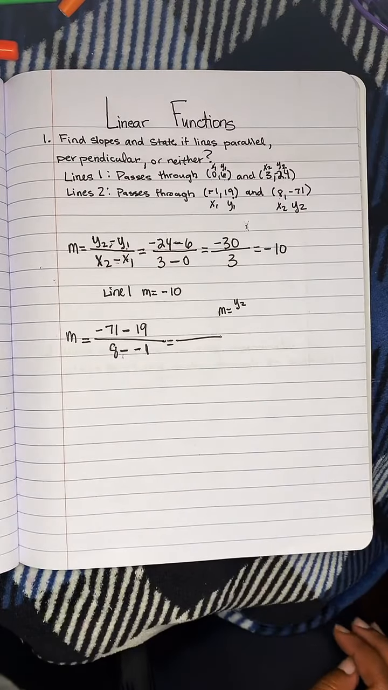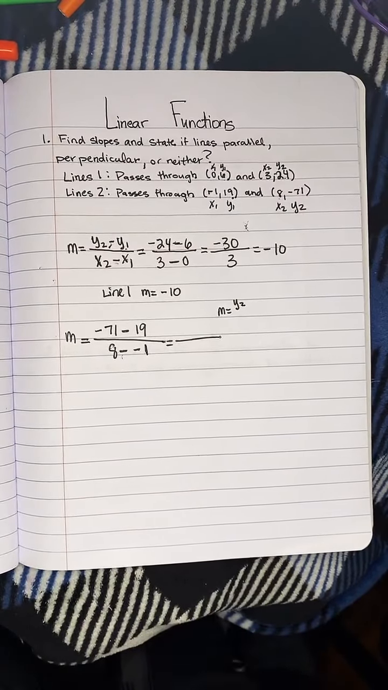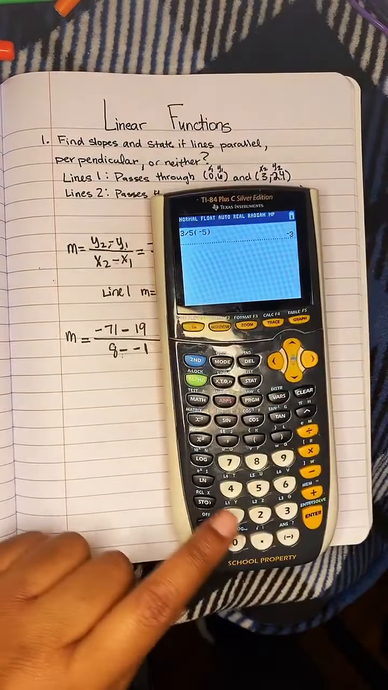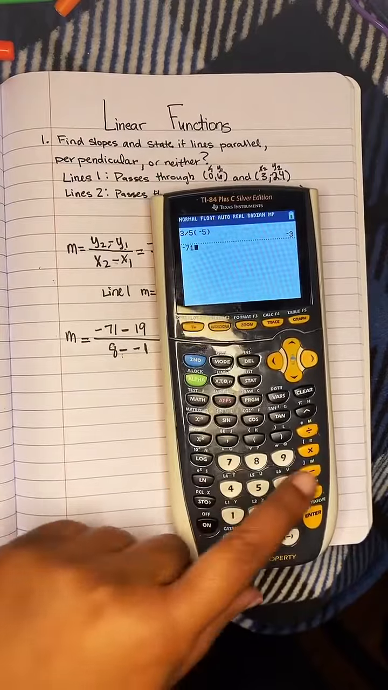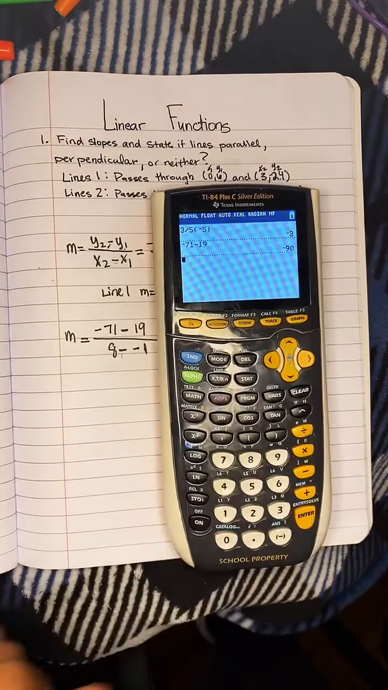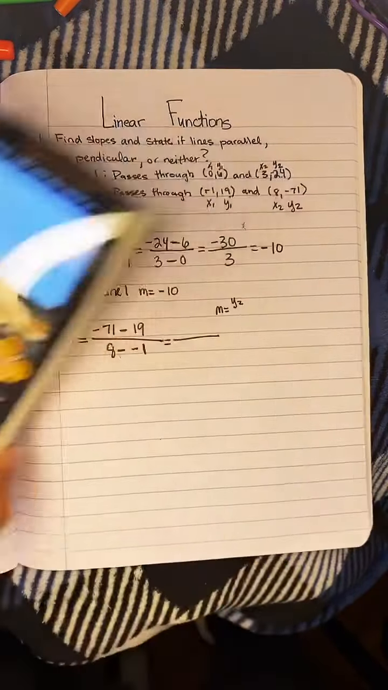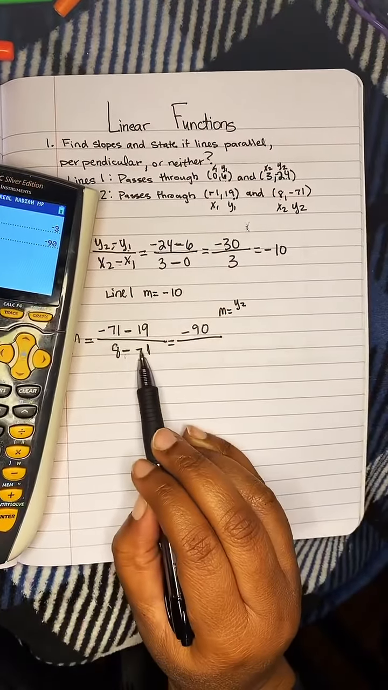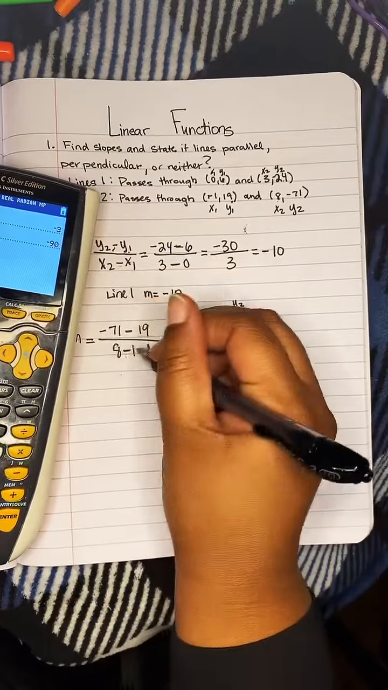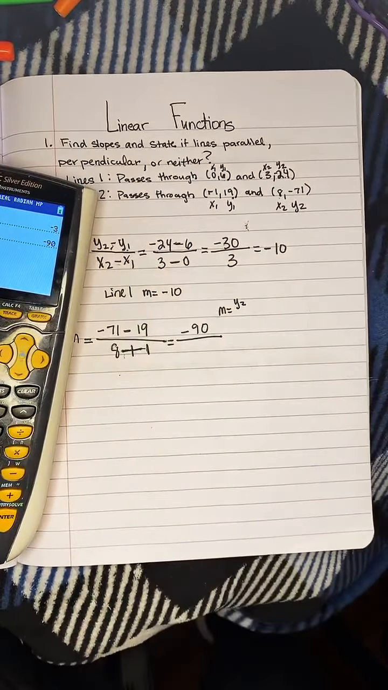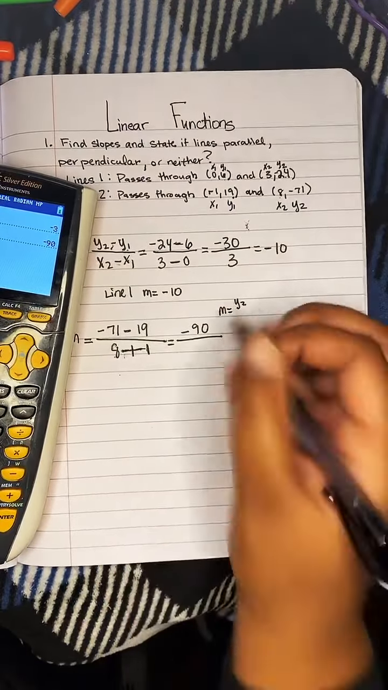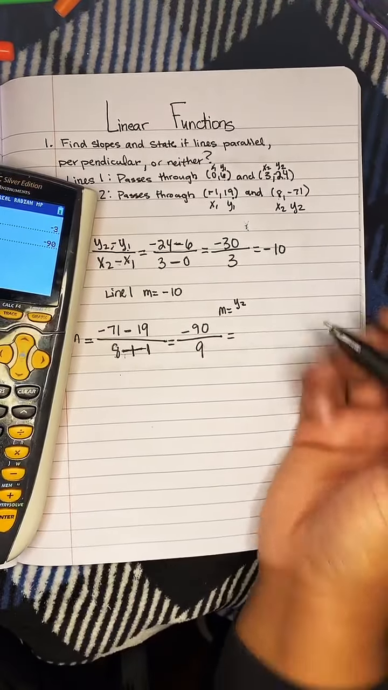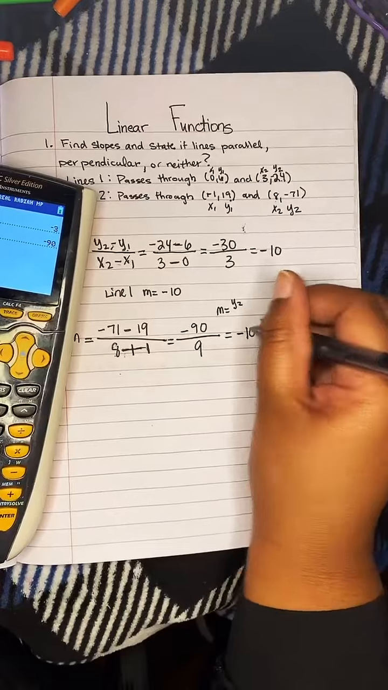So what we're going to do is negative 71 minus 19. Ooh, where's the calculator when you need one? Let's see. So negative 71 minus 19 is going to give us negative 90. And then a negative and a negative always is a positive. So 8 plus 1 gets us a 9. And then negative 90 divided by 9 is negative 10.